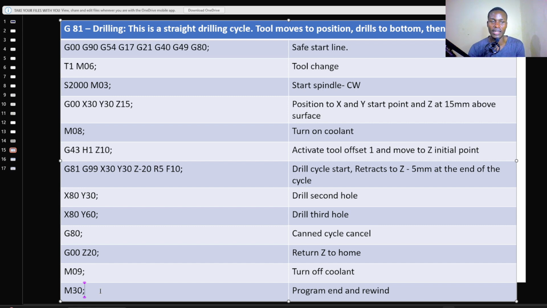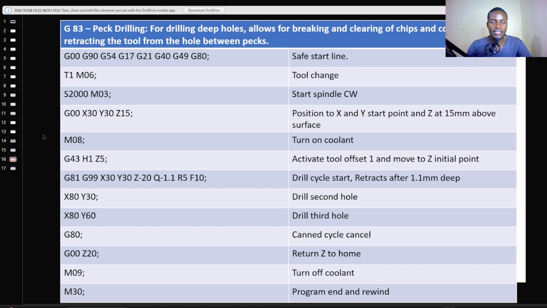Program end and rewind. Now the second type of code is G83. G83 represents peck drilling. It is used to drill deep holes and allows for breaking and clearing of chips and for coolant to fully reach the bottom of the hole by fully retracting the tool from the hole between the pecks. The first line of code is the safe start line, as we have seen above.